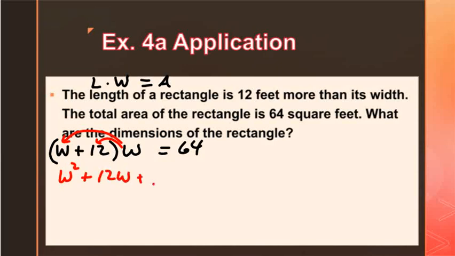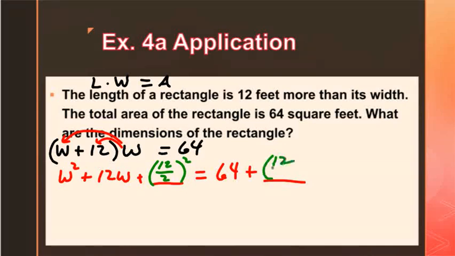And I'm going to do the plus blank because we're going to have to complete the square, equals 64 plus the blank. So what do we put in our blank to complete the square? It's our B divided by 2 squared. So now I have W squared plus 12W. 12 divided by 2 is 6. 6 squared is 36. So this is 64 plus 36, which is 100.